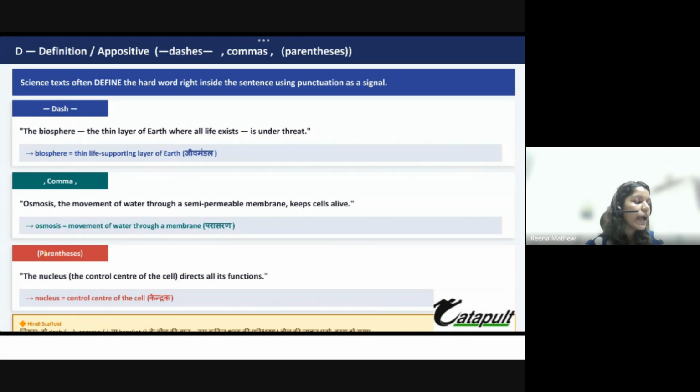Okay, and then we have parenthesis. That is inside the bracket. So if I'm saying the maths, which was supposed to be held today, is postponed. So the maths, the next part of the statement, I will be giving you inside these brackets. So that is extra information. Or sometimes it defines. The third sentence: the nucleus, the control center of the cell. So if you don't know what nucleus is, they are defining the meaning of nucleus inside the bracket.